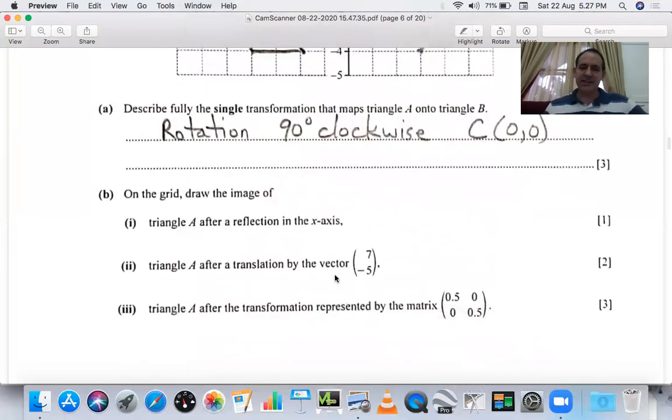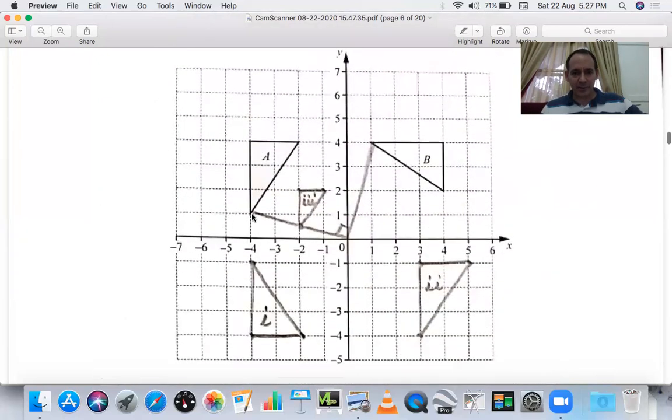Then a translation, you're just following +7 on the x and -5 for the y value. So again, you start with your vertex, you go +7, 1, 2, 3, 4, 5, 6, 7, and then you go down 5, 1, 2, 3, 4, 5. There's your point, and you do that from each vertex.